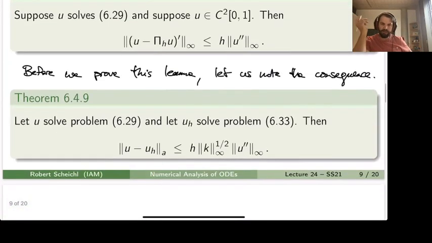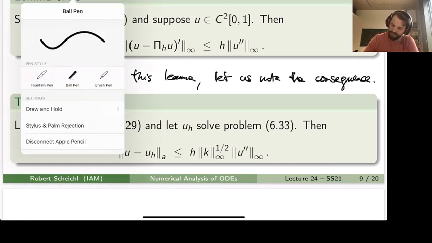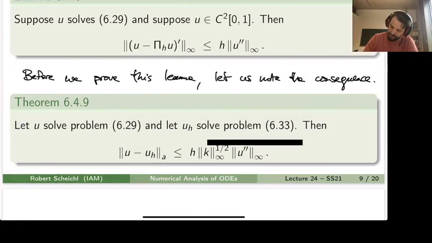This is the main theorem of this section, finite element section. If you solve 629, the weak form, and you solve 633, I should maybe say, with piecewise linear finite elements, with VH defined in 639.